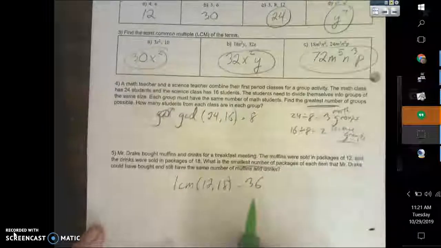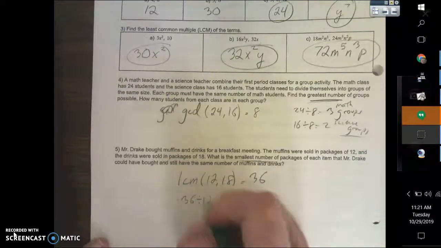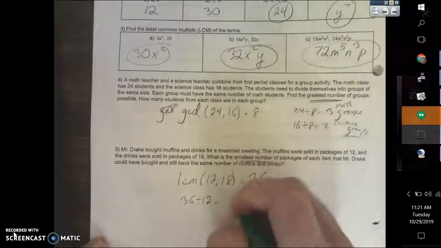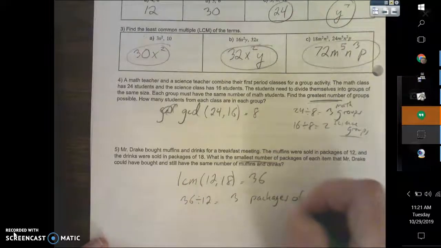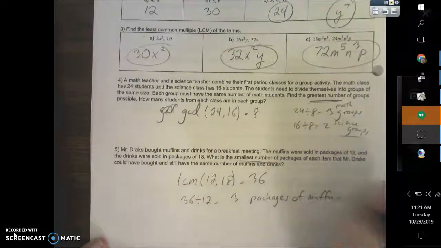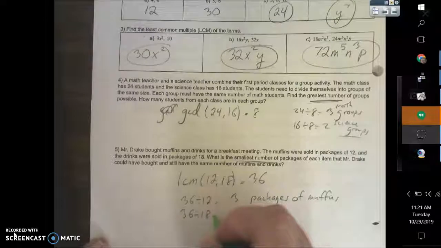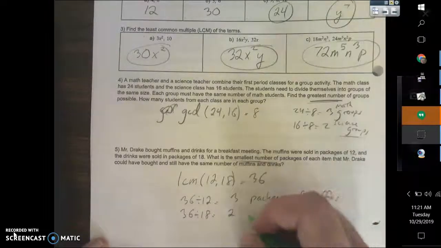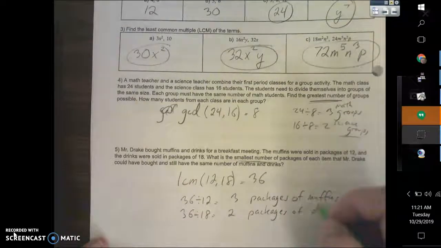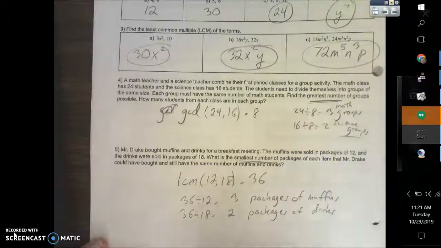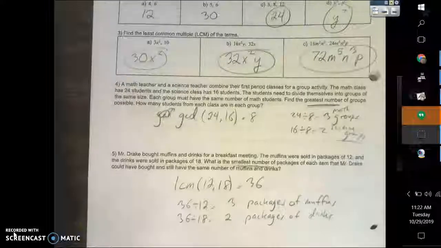Now, let's think this through. You want to get 36 muffins, so I can do 36 divided by 12. That would give me 3 packages of muffins. And then I can take my other one and do 36 divided by 18, and get 2 packages of drinks. So look for keywords: smallest means least, greatest means GCF.